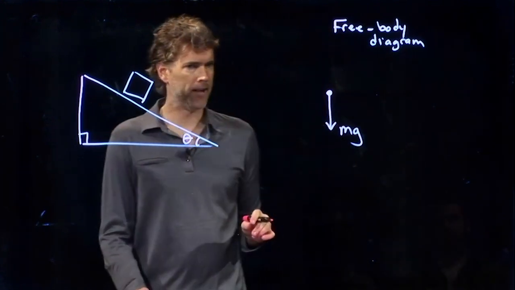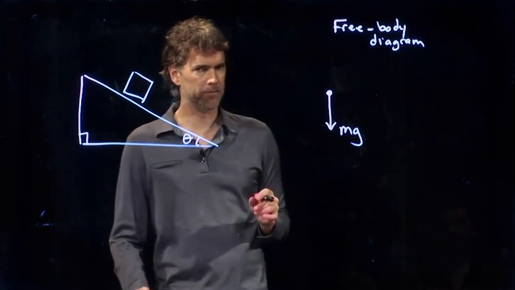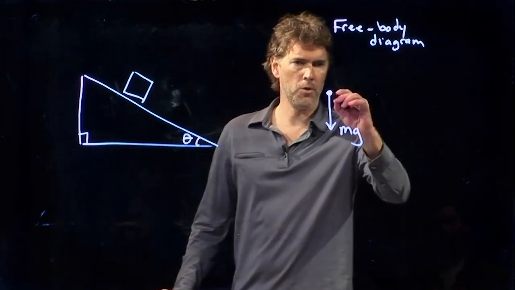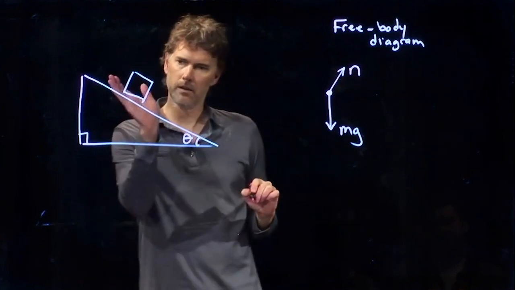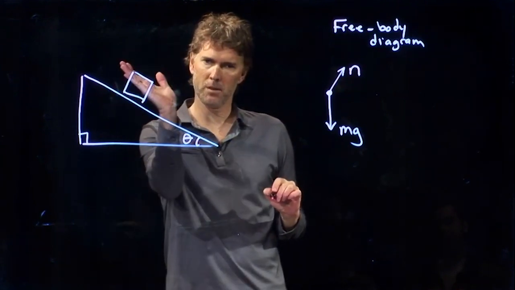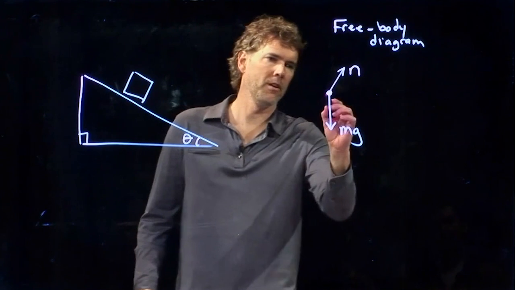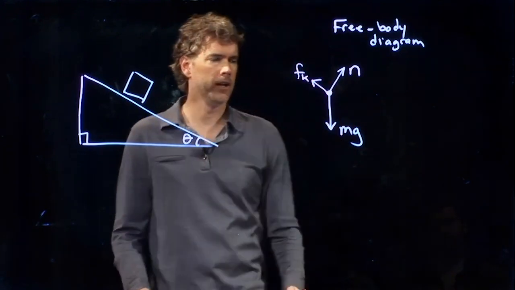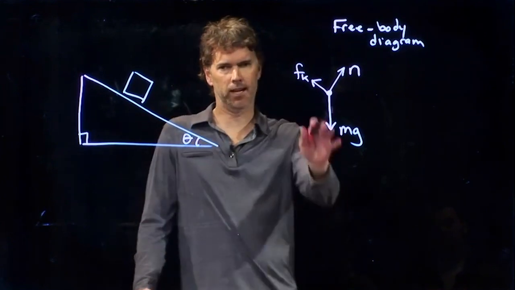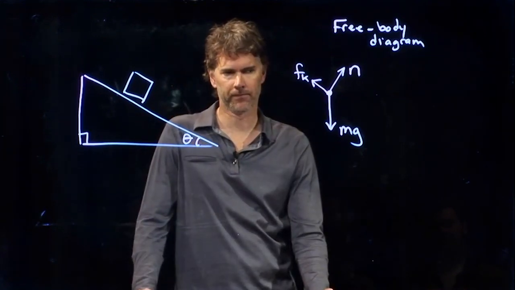So, what are the forces that are going to act on the box? Gravity is straight down. Gravity has a force of mg. There is a normal force, N, from the incline pushing on the box, and there is a frictional force, F sub k. If the box is sliding, then it is a kinetic frictional force.